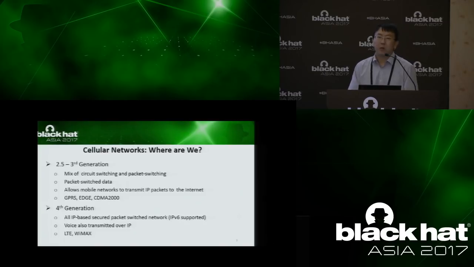So around this century, we have the 2.5 and 3G cellular network. So basically, it started to support the packet switching, using the packet switching to support data transmission. So it is still a mix of the circuit switching and packet switching. However, due to the packet switching, it allows the mobile network to transmit IP packet to the internet. And big name include the GPRS, Edge, and CDMA 2000.